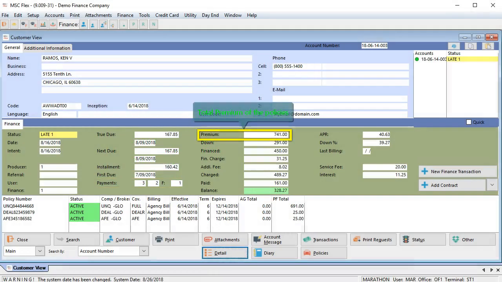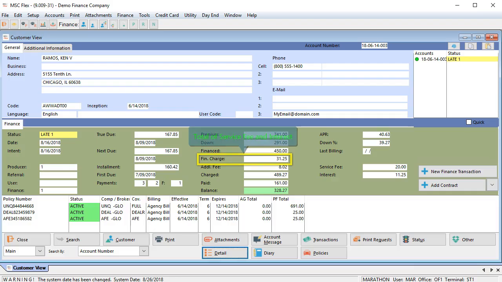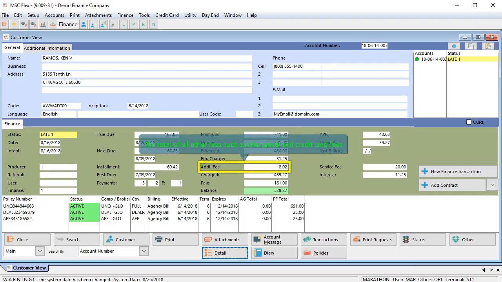Premium is the total premium of all the policies. Down is the total down payment received for this contract. Financed is the amount financed for this account. Finance charge is the total of service fee and interest. Additional fee is the total of all other fees, such as late, cancel, and credit card fees.